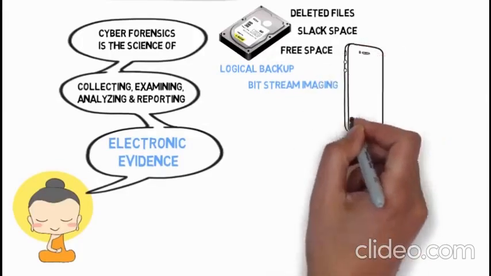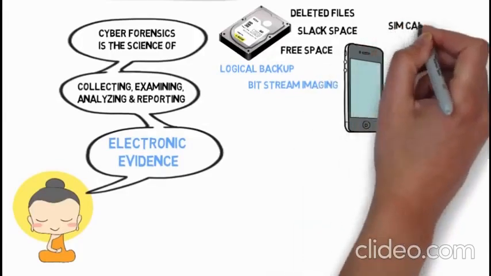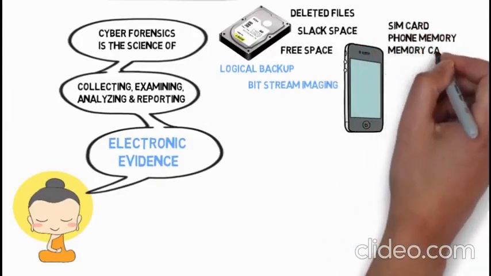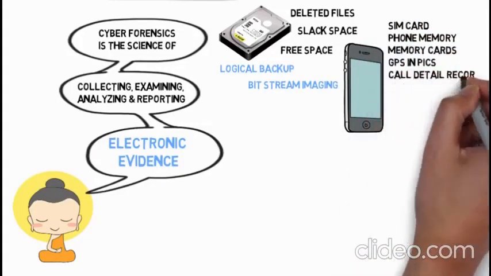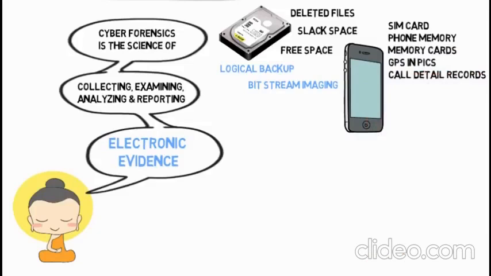Another important source of digital or electronic evidence could be a cell phone, where you have information in the SIM card, phone memory, memory cards, as well as even information which is stored inside pictures, like the GPS information. And we have call data records.